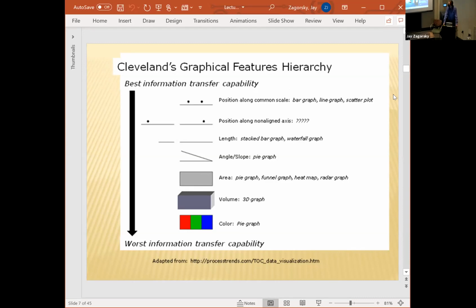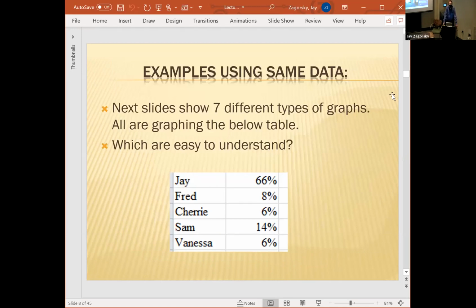So what I'm going to do right now is show you a little table of data. I put myself at the top. Okay, I'm an egomaniac, all right? I get 66% of something. I have no idea what it is. Fred got 8%, Cherie got 6%, Sam got 14%, Vanessa got 6%.